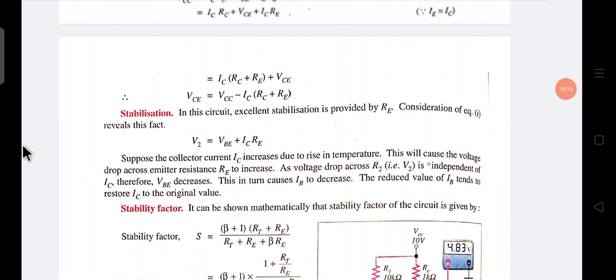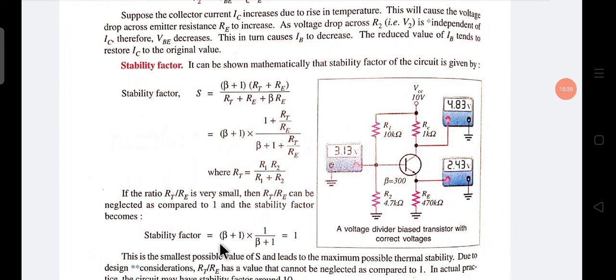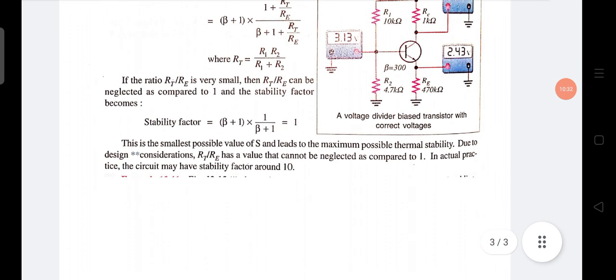So the stability factor, calculated using the formula beta plus 1 divided by beta plus 1, equals 1. That means the stability factor is 1, which is very good for an amplifier.